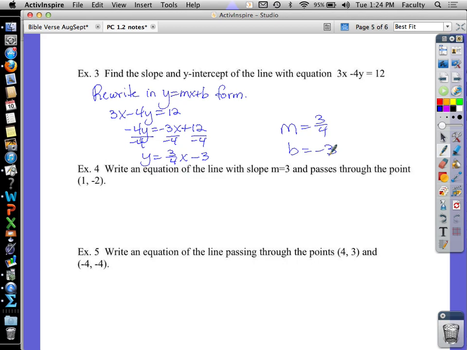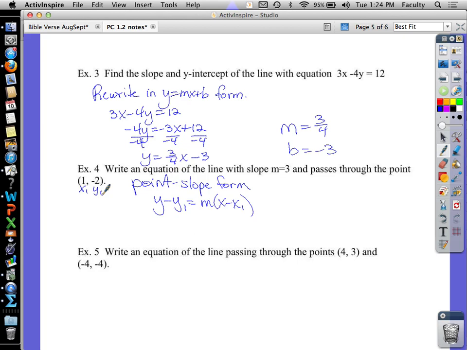In example 4, I'm going to go a different route this year with you than I did last year. It says, write an equation of the line with slope m equals 3 and passes through the point 1, -2. We did see this last year, but we didn't emphasize it quite so much. We have point-slope form: y minus y sub 1 equals m times the quantity x minus x sub 1. So this is my x sub 1, y sub 1, and there's my m.